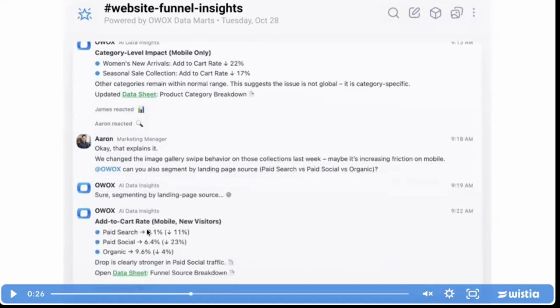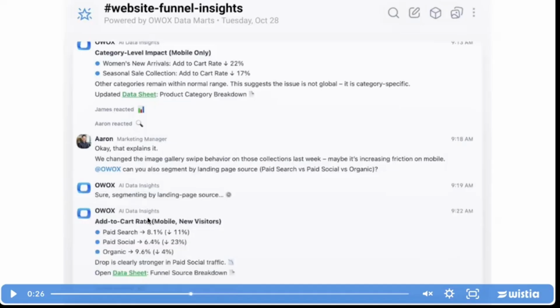However, it doesn't explain everything. We can see here the conversation where the manager from the marketing side tells us that, okay, that explains it, because we had some changes in these categories. We changed the images, and maybe something goes not so well with the traffic, so they're not matching. We don't link them very well. So that's just one angle.